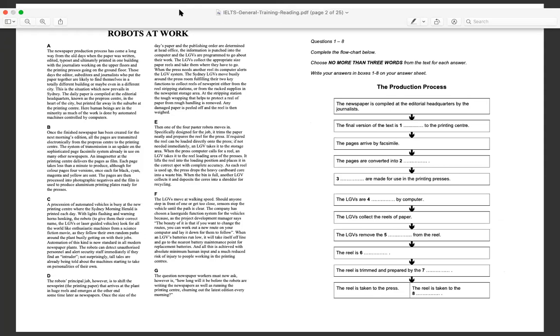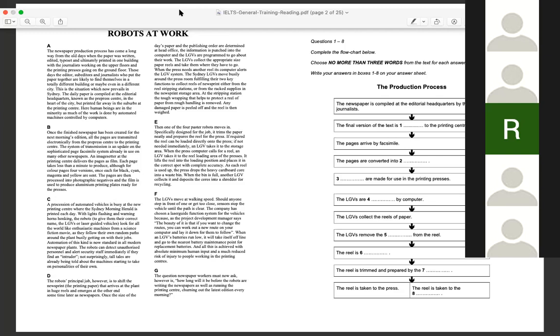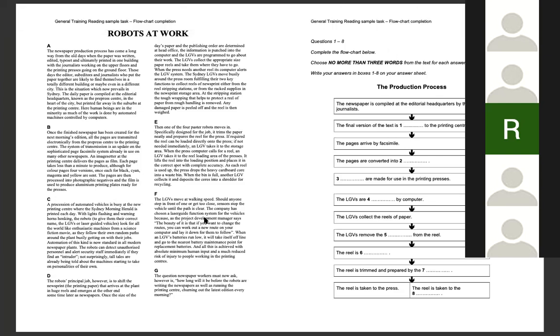For flowchart questions, the answers appear in order. You don't need to go back and forth in your passage. It comes one after the other, especially for flowchart completion, because it's a sequence of events. While you're skimming through, once you located the first answer somewhere over here, the second answer won't be found before this.